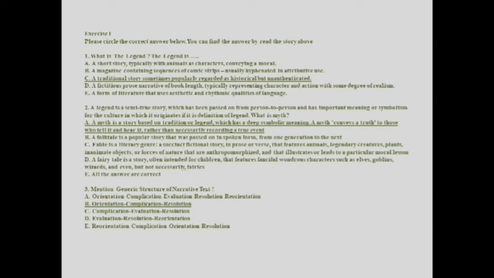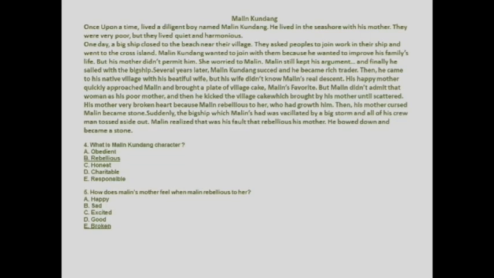And then number 3. Mention the generic structure of narrative text: orientation, complication, and resolution. And then number 4. You can read the text first. What is the Malin Kundang character? Based on the text, the answer is B, rebellious. And number 5. How does Malin's mother feel when Malin rebels to her? The answer is A, broken.